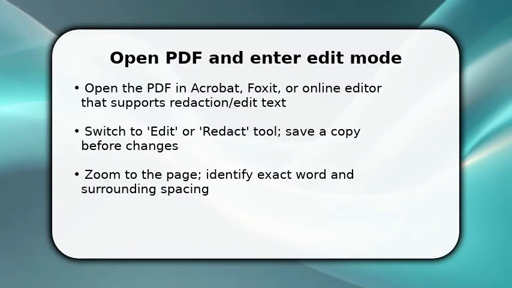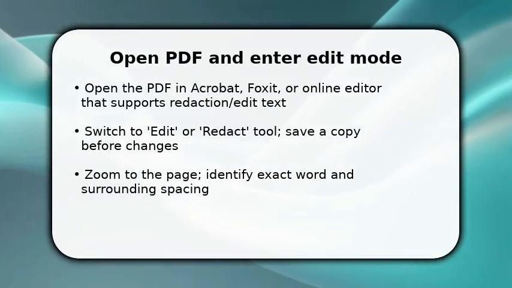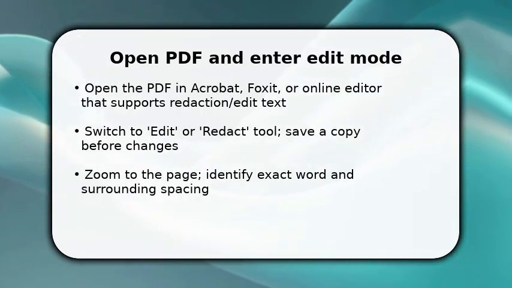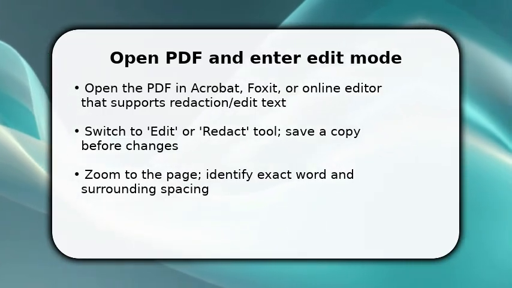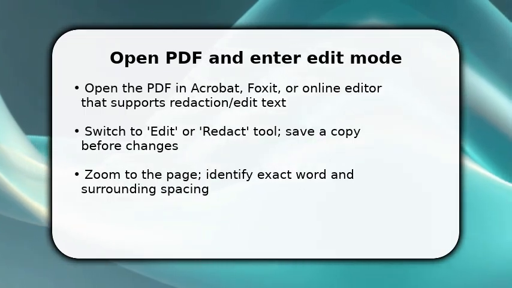You start by opening the PDF in an editor that supports text edits or redaction. Make a duplicate file immediately so you can revert if needed. Once the copy is ready, switch to the Edit or Redaction tool and zoom into the area with the word. You need to select the word precisely. Use caret or text box selection.